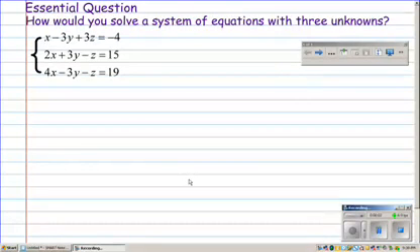How would you solve a system of equations with three unknowns? You still have three methods: graphing, substitution, and elimination. You won't see graphing used in Algebra 2 because it deals with a three-dimensional object, and we don't graph three-dimensional objects in Algebra 2. However, we can still do elimination and substitution.